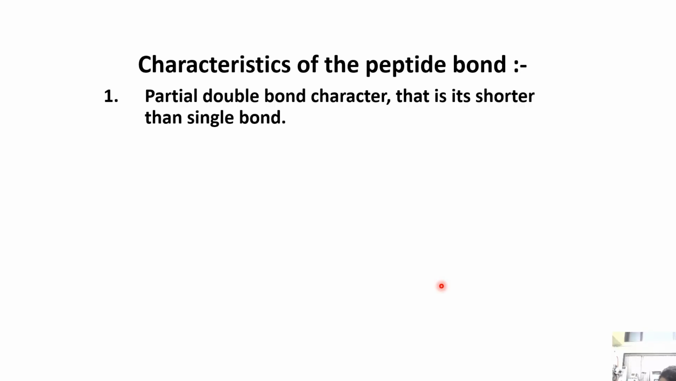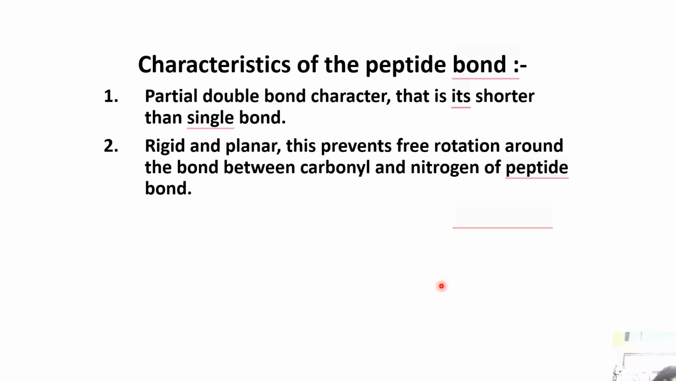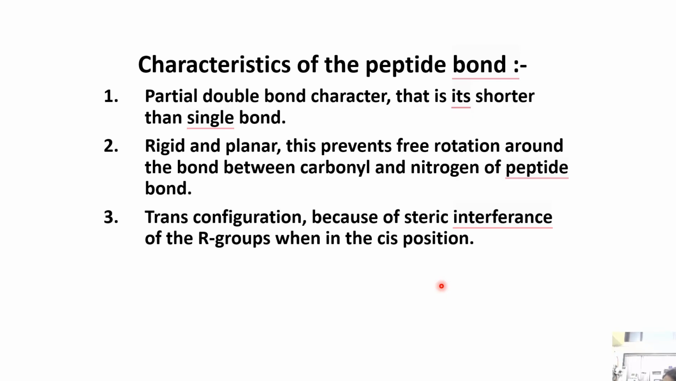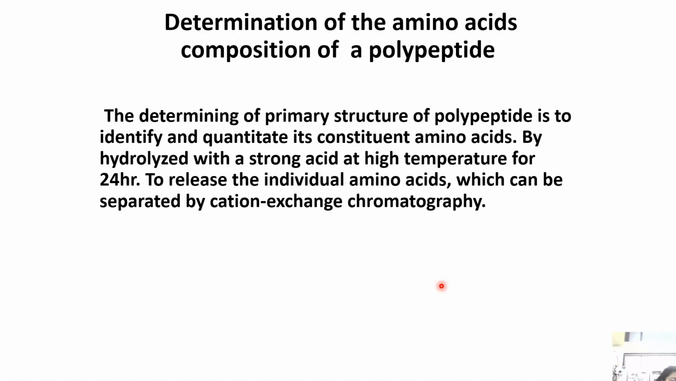So what are the characteristics of the peptide bond? Partial double bond character, that is, it's shorter than a single bond. Okay, because it has a partial double bond character, it's rigid and planar. This prevents free rotation around the bond between the carbonyl and the hydrogen of the peptide bond. Then trans configuration because of the steric interference of the R groups when in the cis position. Uncharged but polar.